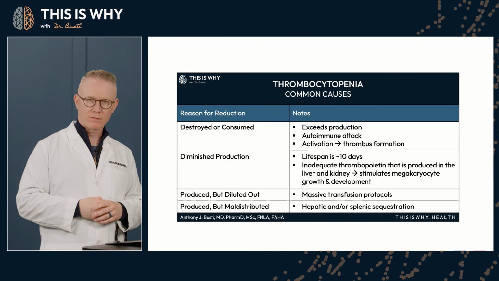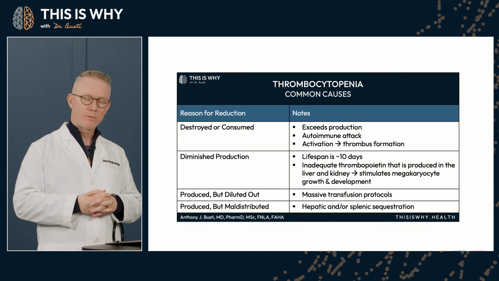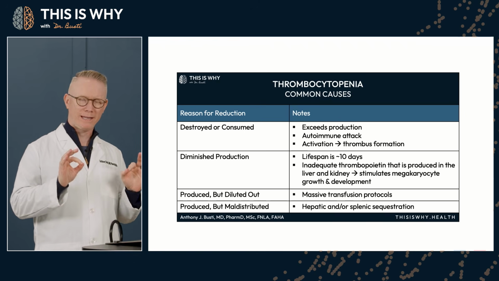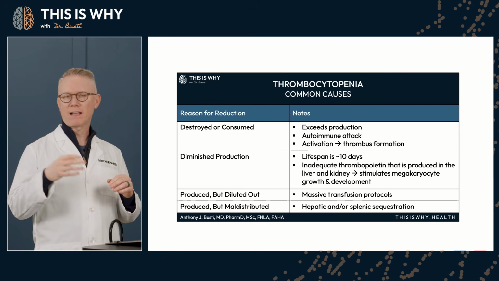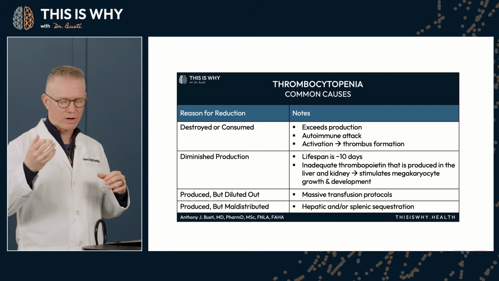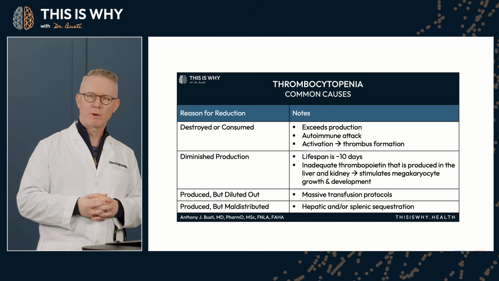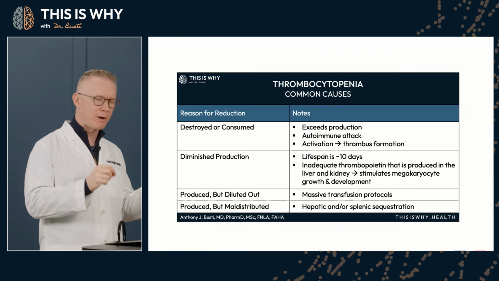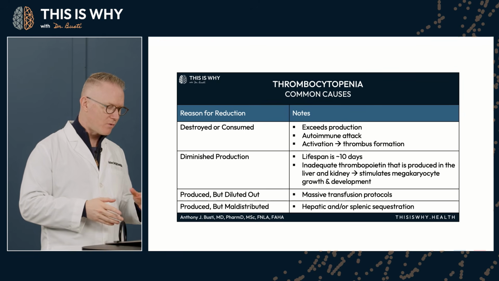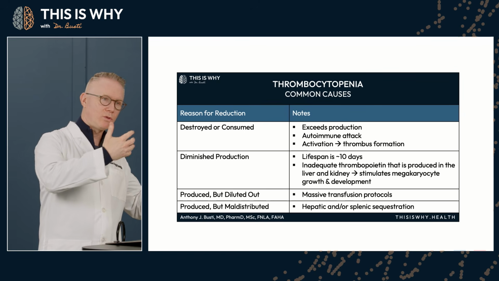Diminished production, okay? We know the lifespan is about 10 days, but why would they not be surviving or being made enough? Thrombopoietin is almost like the equivalent of the erythropoietin that comes out of the kidneys and stimulates the bone marrow to make more of those components of red blood cells. Well, thrombopoietin is necessary for the maturation and development of the megakaryocyte, okay, that leads to those platelets.